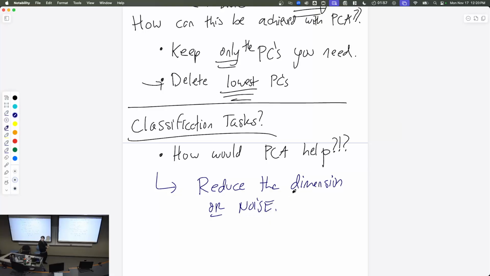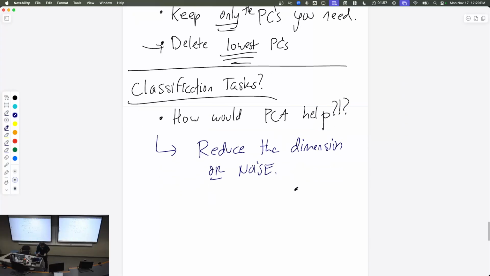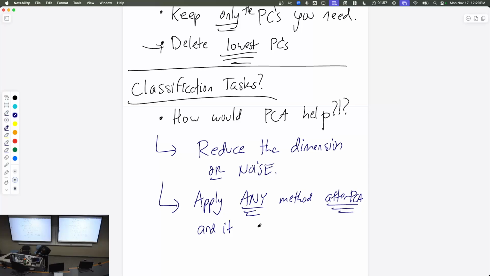And therefore, when you apply a method to it, if you apply it after you've reduced the dimension and the noise, it will have lower variance as well. So reduce dimension or noise. Therefore, apply any method after PCA, and I'm going to say might, because it doesn't always work, right? Might work better. Just like you saw in Project 1, less features can be better than more features. Having too many features can actually be a problem. And PCA is a great way to figure out which ones matter and don't matter, and then you can delete them explicitly over here.